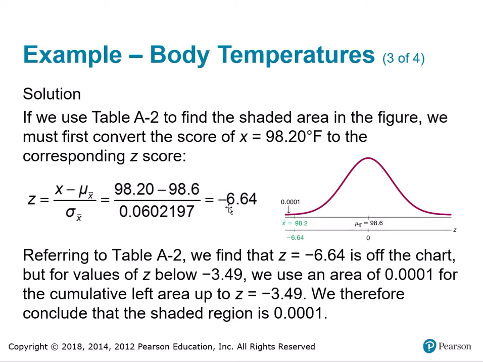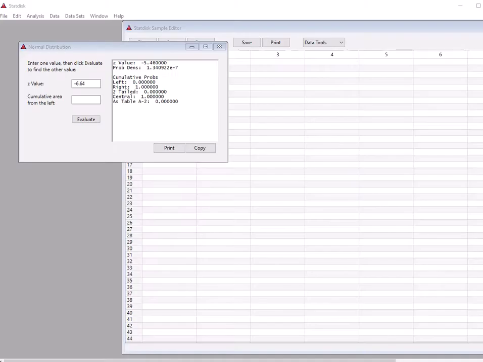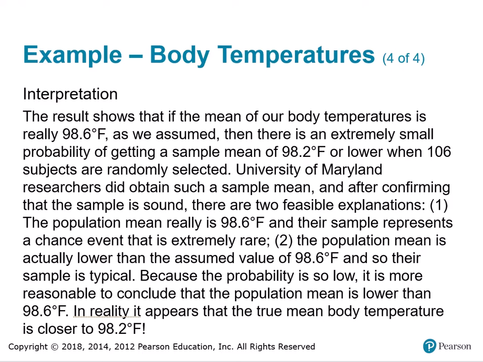Now we were looking for the area to the left of it, so we need to go back to StatDisk. We enter in negative 6.64, click evaluate, and all the area to the left is going to be 0. We never say 0, so we say 0.001, because we never say it's completely impossible, and that is going to be the answer. Therefore, we can conclude that this is an extremely rare event for 106 people to have a mean of 98.2 degrees Fahrenheit. Though, to be fair, there is much more research nowadays saying that our average temperature is actually closer to 98.2, which is what this is stating over here, than 98.6.